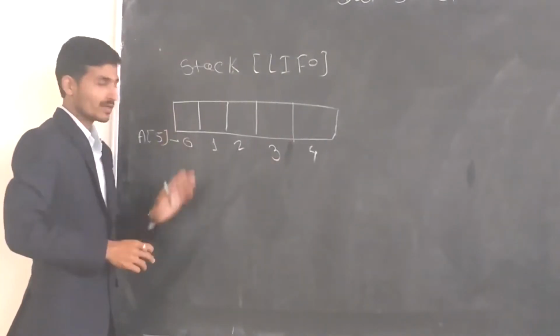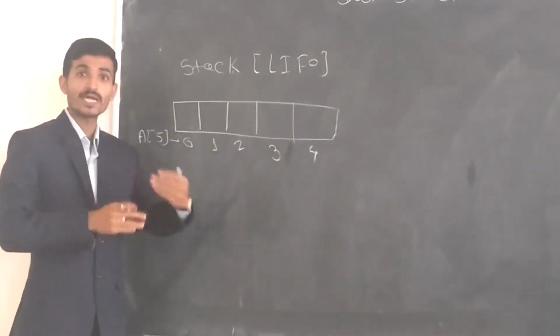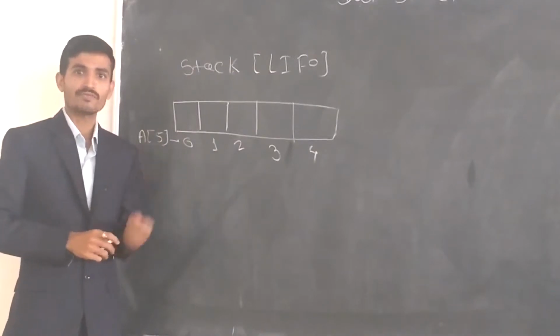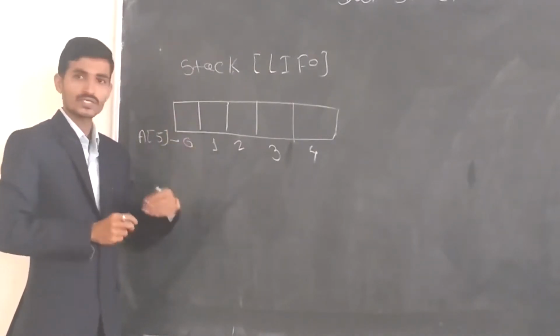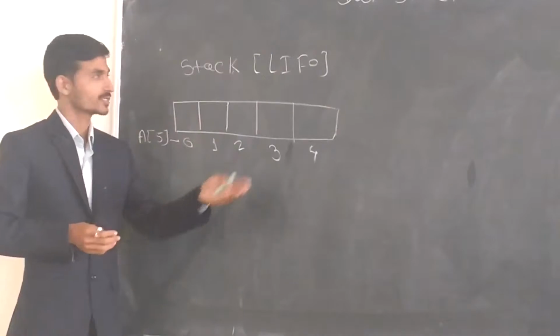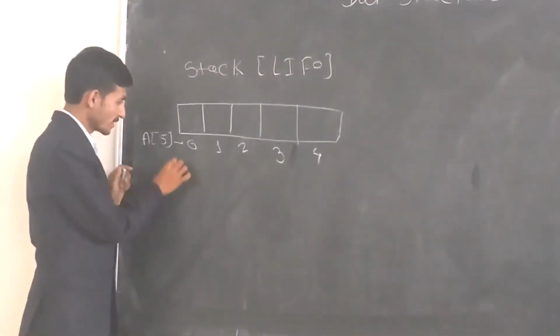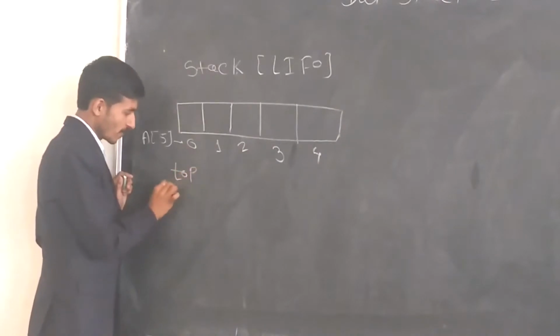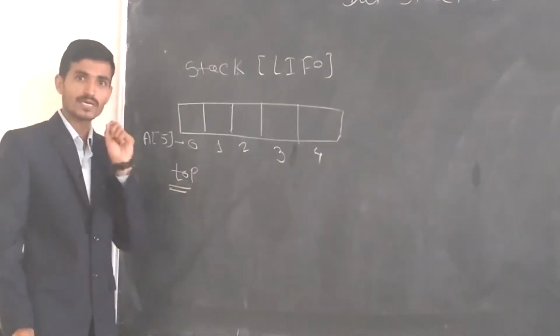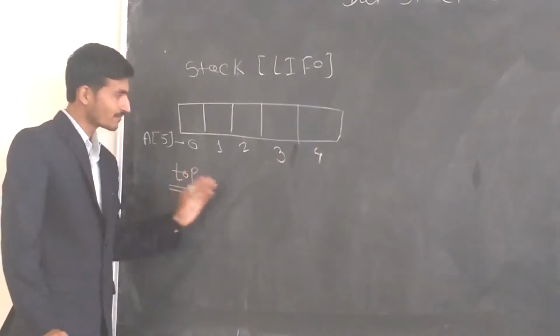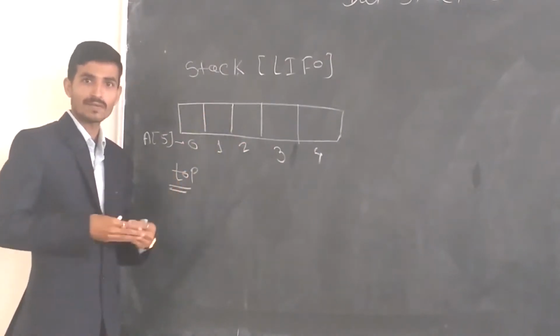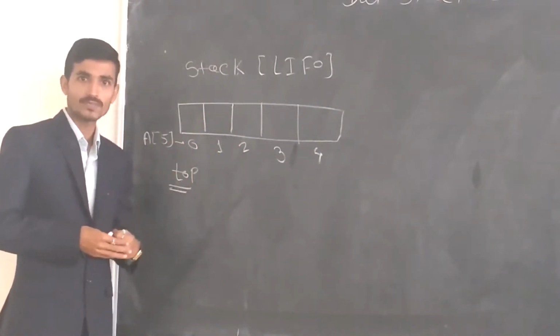If it is an array, we can insert and delete the element from any index. But if it is a stack, the element that is inserted last will be removed first. That's why it's a last in first out data structure. So sequentially we have to maintain a variable called top of the stack. This variable top will increment when we insert an element and will decrement when we remove an element from the stack.